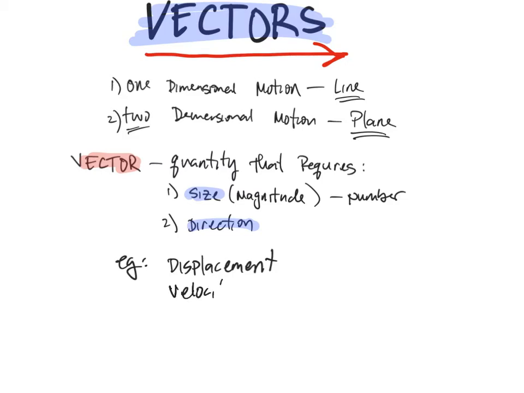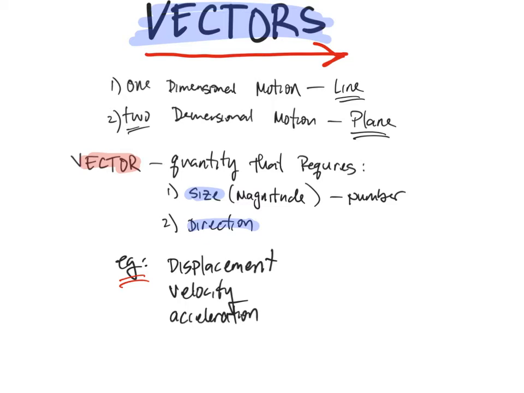Similarly, velocity included direction. You needed a positive or a negative. Acceleration was another one. These are all vectors. They required both a size and a direction. So we've actually already talked about vectors. I just haven't used that word.